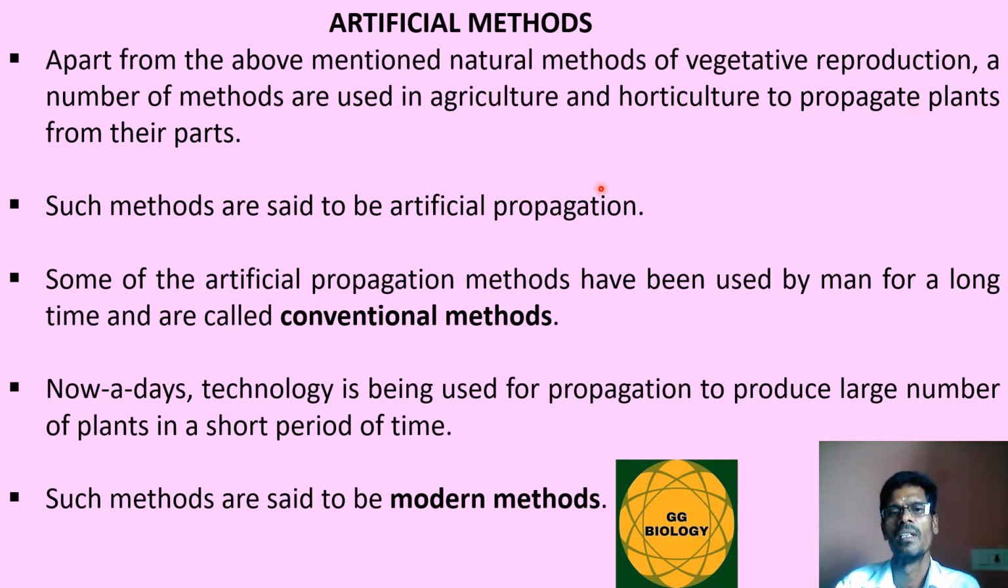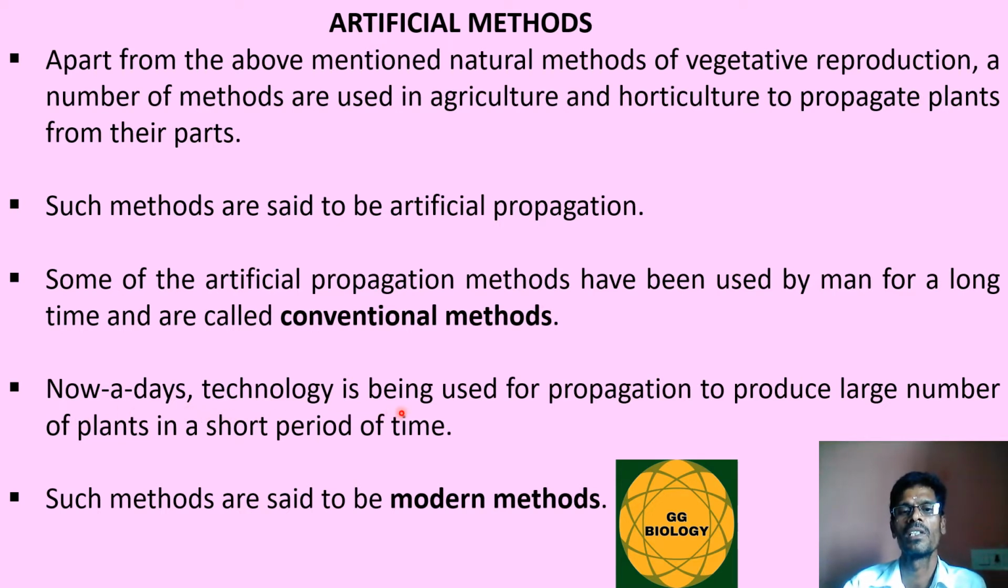Apart from these natural methods of vegetative reproduction, a number of methods are also used in agriculture and horticulture to propagate plants from their parts. Such methods are called artificial propagation. Some of the artificial propagation methods have been used by man for a long time and are called conventional methods. So man used certain methods for a very long time. That method is known as conventional methods.